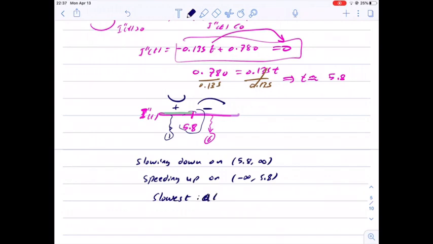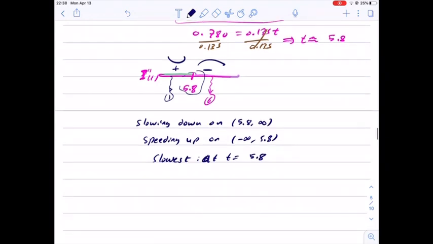The slowest point is the inflection point. So the slowest point is at t equals 5.8. So here the function stopped speeding and began slowing. Okay.